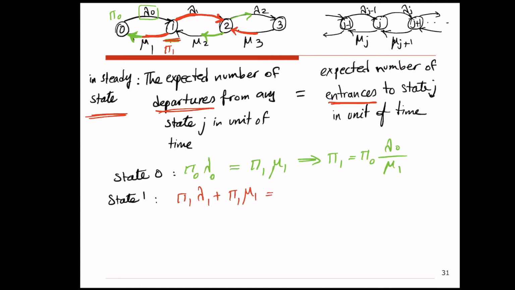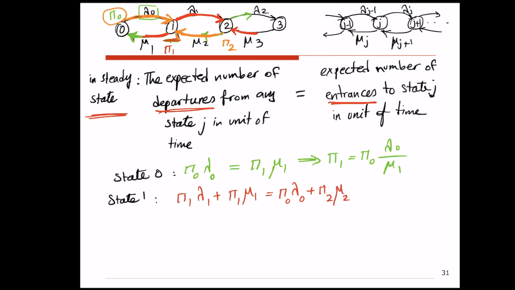And how about the expected number of entrances to state 1? The entrances happen through this arrow and this arrow. This top one happens if I'm at state 0 with probability of pi 0, and this bottom one happens if I'm at state 2 with probability of pi 2. So the average number of entrances to state 1 is: if I'm at state 0 with probability of pi 0, and then lambda 0 is the rate of going from state 0 to 1, plus if I'm at state 2 with probability of pi 2, and then I go to state 1 with the rate mu 2.